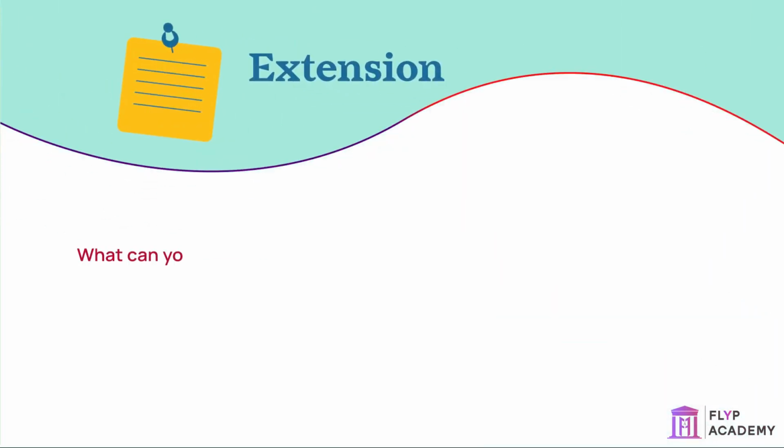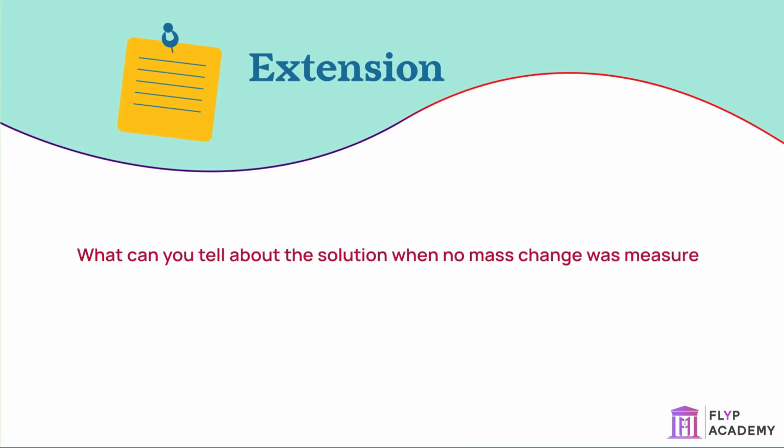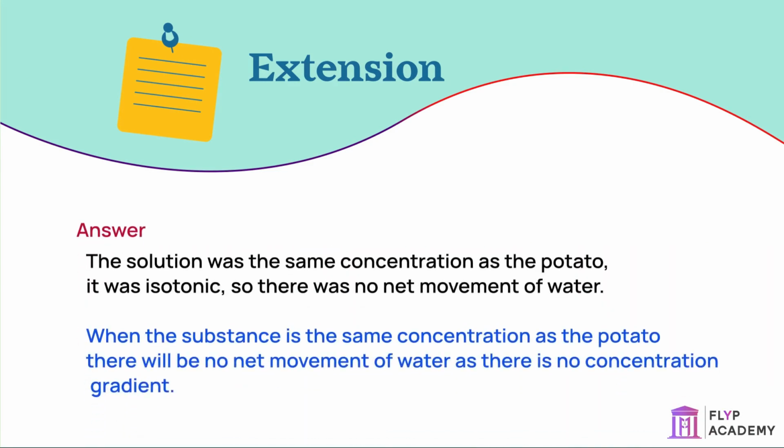Extension. What can you tell about the solution when no mass change was measured? The solution was the same concentration as the potato. It was isotonic, so there was no net movement of water. When the substance is the same concentration as the potato, there will be no net movement of water, as there is no concentration gradient.